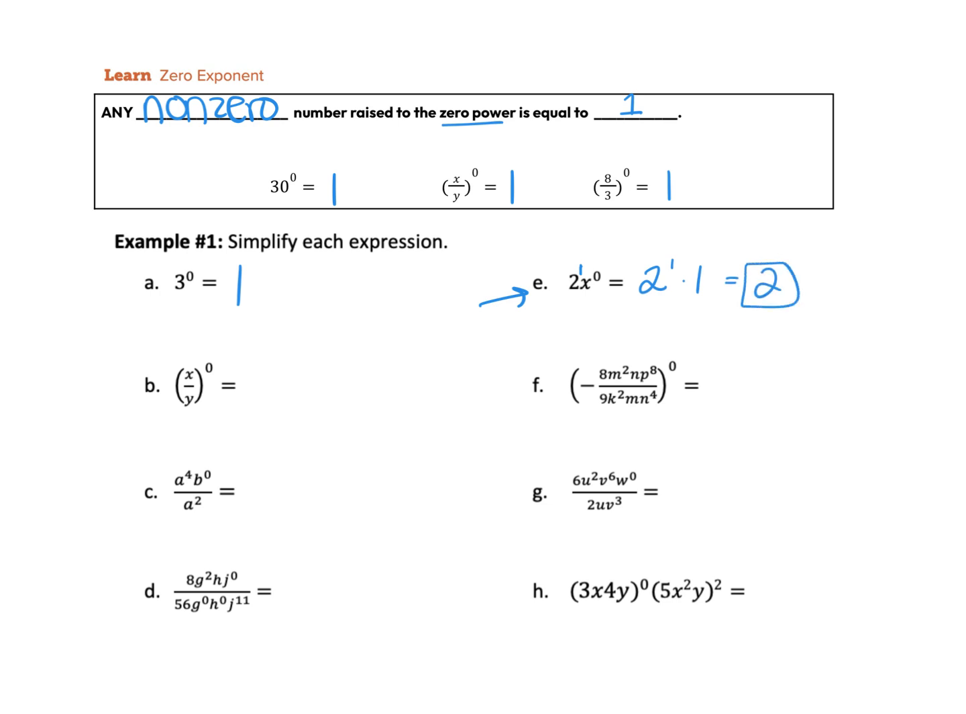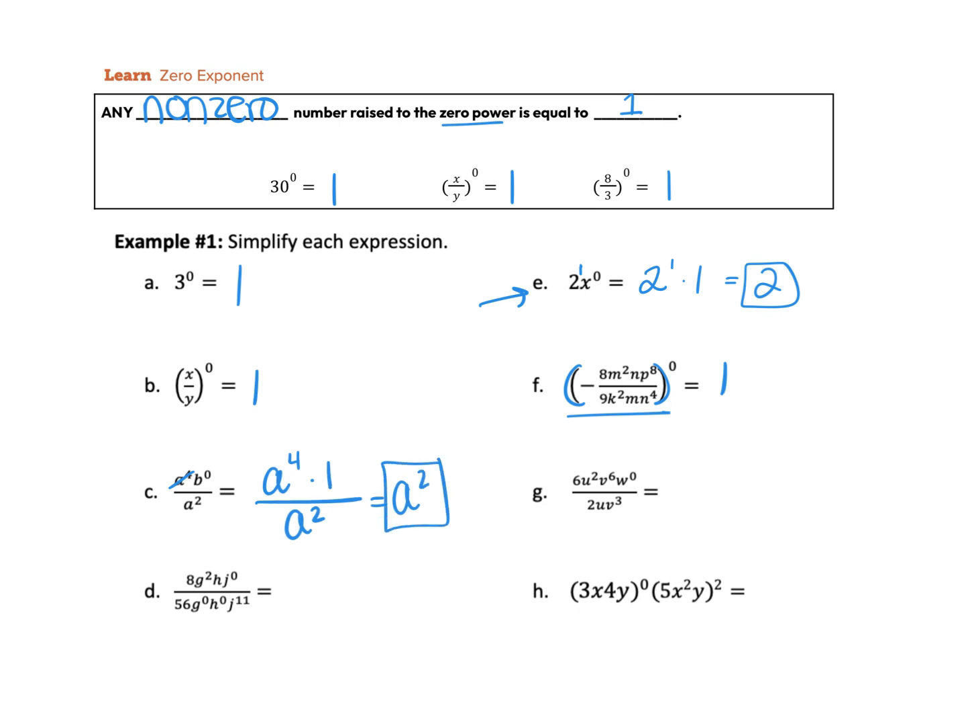All right. Letter B here is just going to equal 1. Letter F looks real complicated, but look, it's everything within here to the 0 power. That's also just 1. Let's look at letter C. I have a to the 4th, b to the 0 divided by a squared. So I'm going to rewrite a to the 4th. Now b to the 0 is equal to 1. And on the bottom, I have a squared. So now I'm going to apply my quotient rule and do a to the 4 minus 2. And I get a squared.